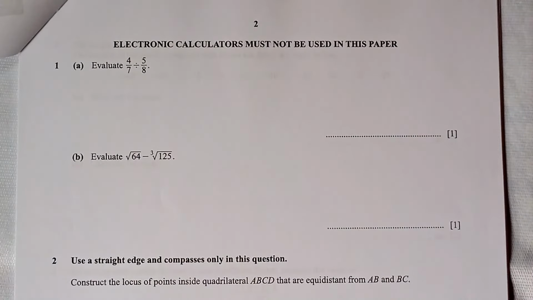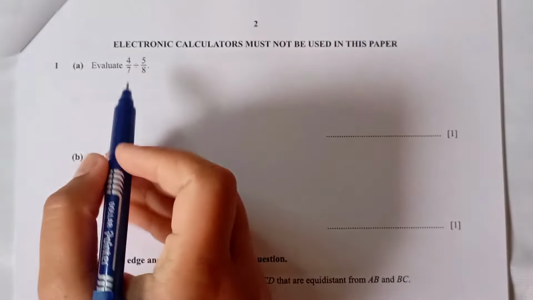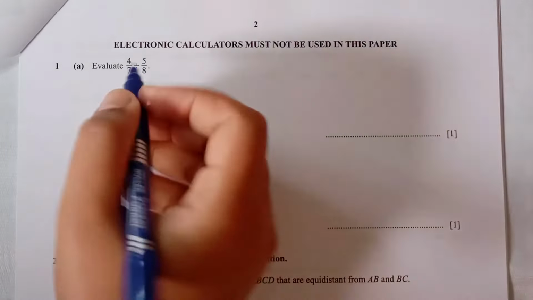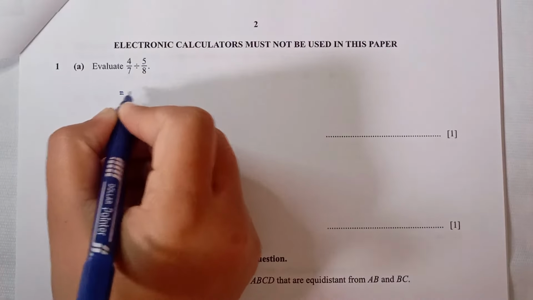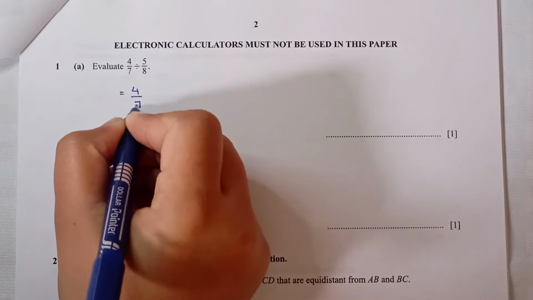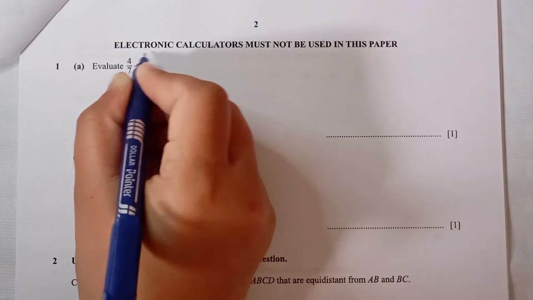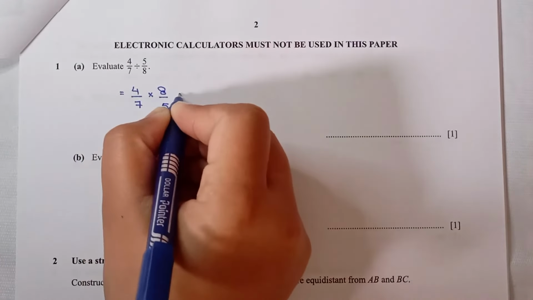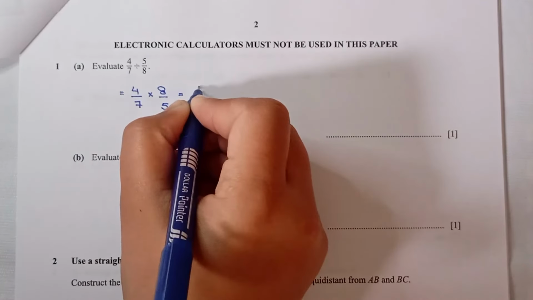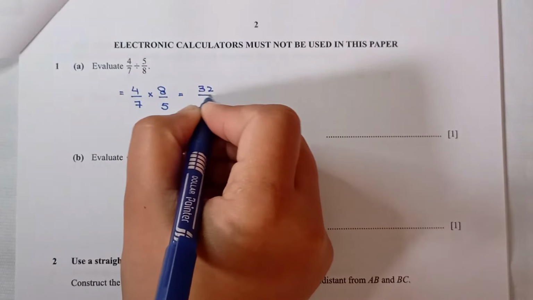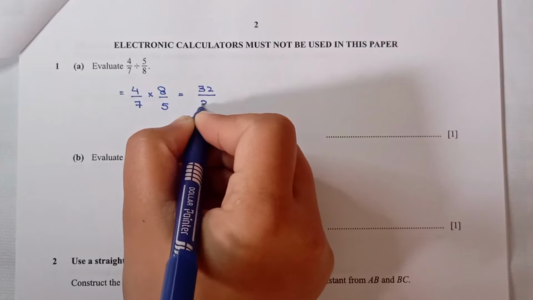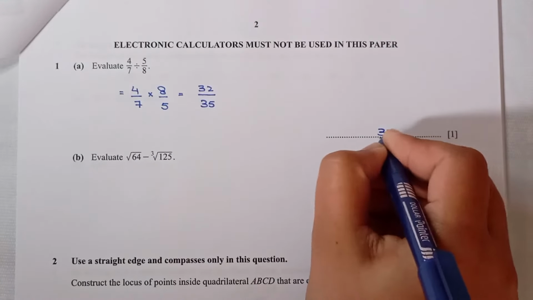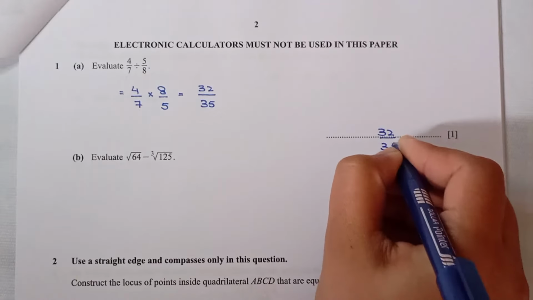So in question number 1a part, we need to evaluate this expression and we have a division sign. So we need to convert the division into multiplication. So it would be 4 over 7 times, and doing a reciprocal of 5 by 8, it would be 8 by 5. And 4 times 8 is 32 over 7 times 5 is 35. So the simplified expression is 32 over 35.